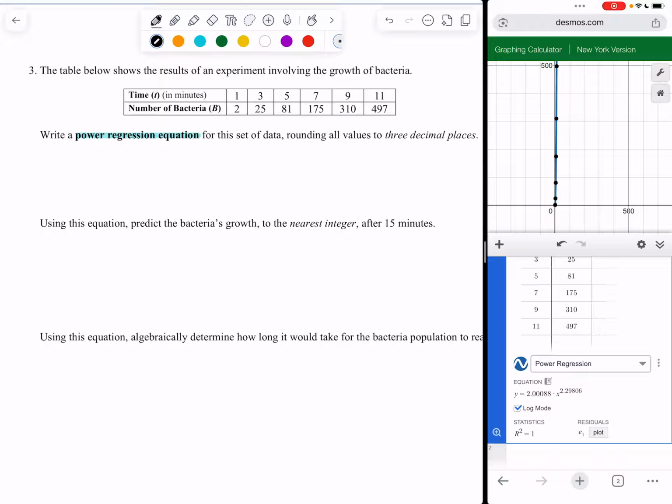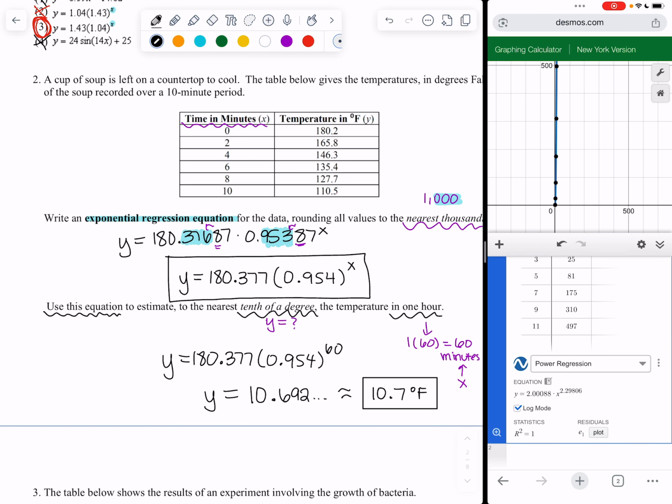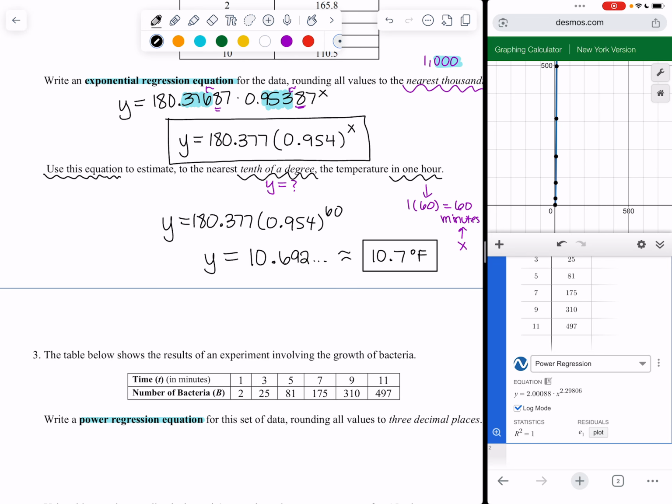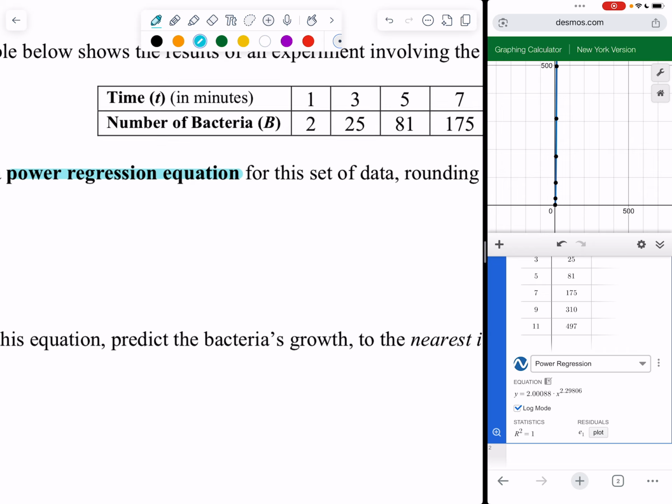I'm going to take a moment to explain the difference between question 3 and question 2. In question 2, everything was written as x and y. The calculator gives you things in x and y. It's a little bit more what we're used to writing. In this question, they are using different variables. So instead of x, they're using t, and instead of y, they're using b.